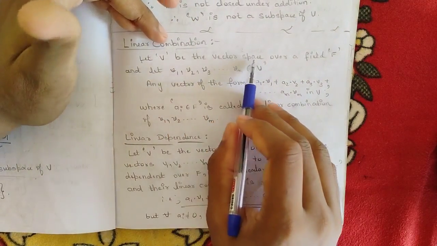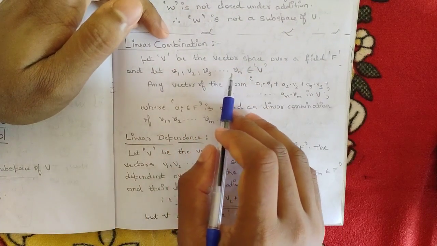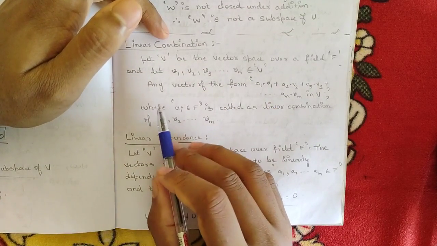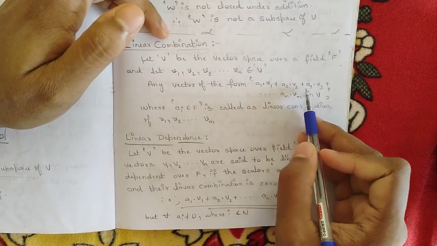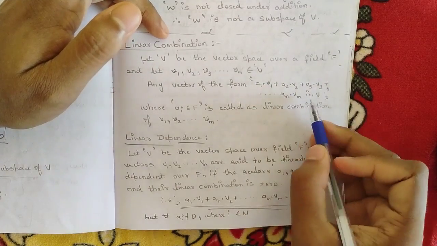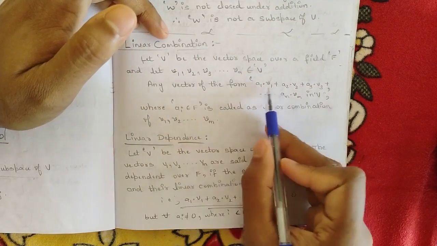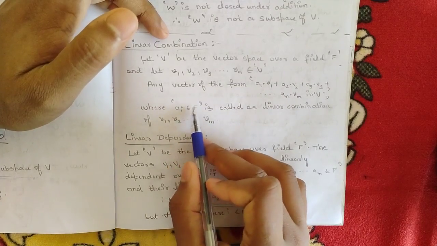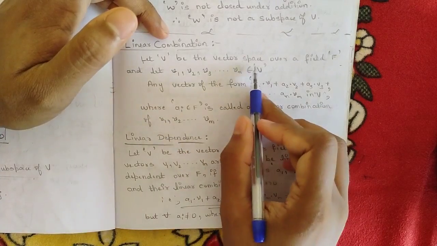Let V be a vector space over a field F and let v1, v2, v3 up to vn belong to this vector space V. Now any vector of the form a1 v1 plus a2 v2 plus a3 v3 up to an vn, where a1, a2 up to an are constant values, with every ai belonging to F, is called a linear combination of the vector space V.